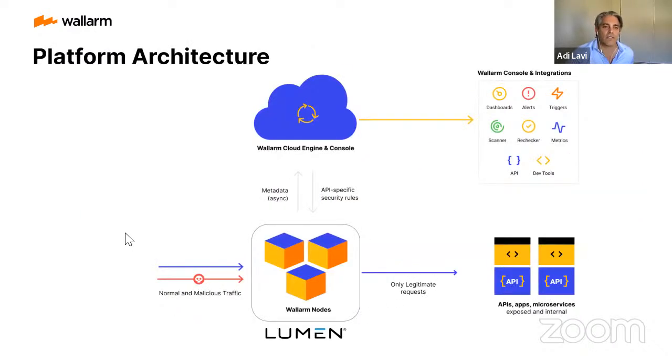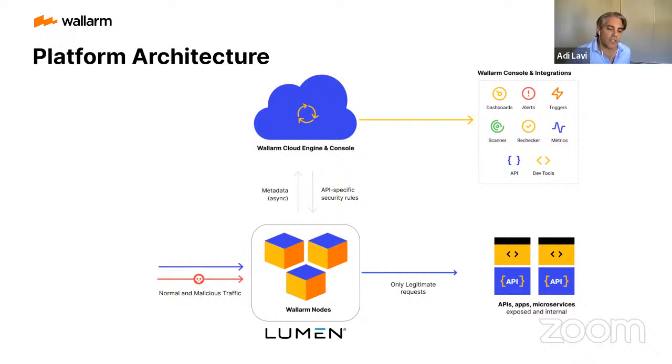So this is kind of the platform architecture. And basically here you see in the middle, the Wallarm nodes within the building block running on Lumen. So what our customers normally need to do is to deploy these nodes in their infrastructure. But with Lumen, that has already been done for you guys. So it's really like a one-click deployment, and you are deployed on the edge at Lumen.